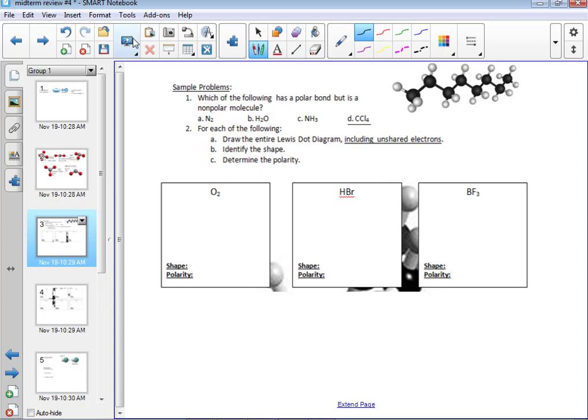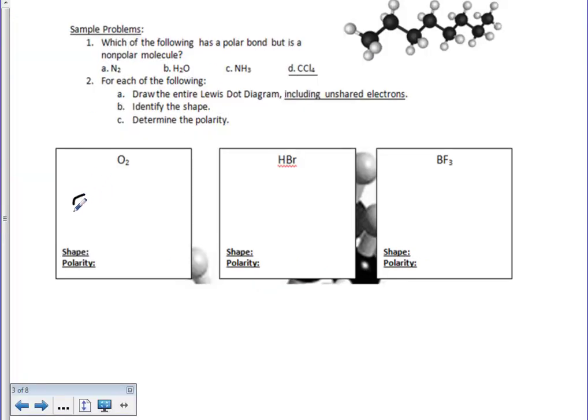As I switch over here to the marker, we can see that oxygen is sharing 2 pairs of electrons with the other oxygen. It is our only diatomic molecule that actually occurs with a double bond in the center. We have double lone pairs, giving us 1, 2, 3, 4, 5, 6, 7, 8 on each. The shape is that of a line, and we know this is going to be nonpolar because the difference in electronegativity is 0.